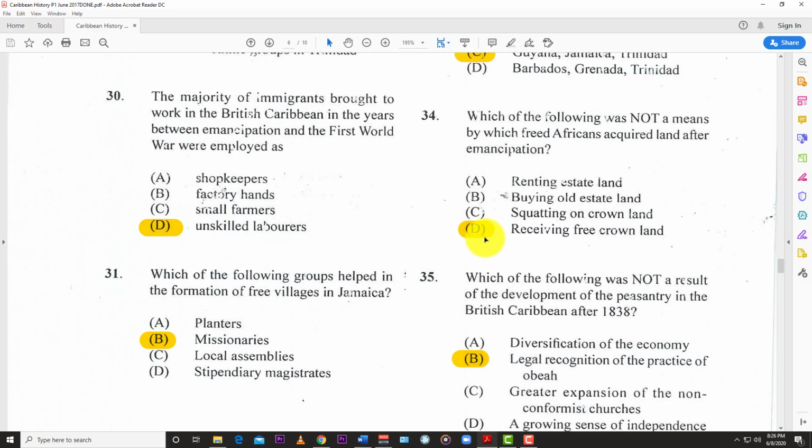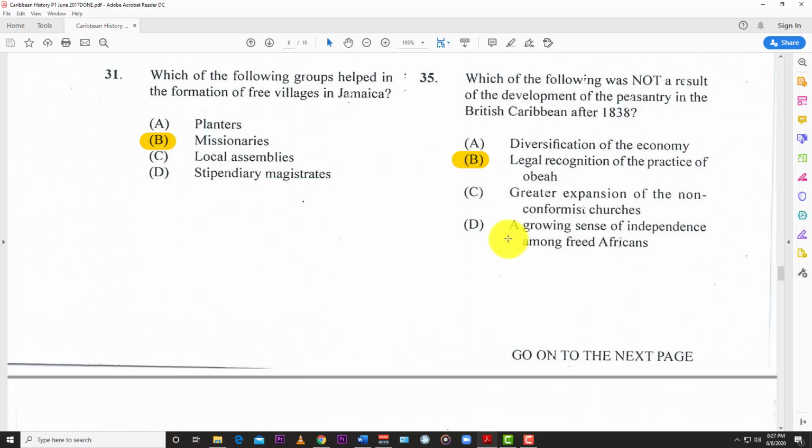34. Which of the following was not a means by which freed Africans acquired land after emancipation? And the answer is D, receiving free crown lands. 35. Which of the following was not a result of the development of the peasantry in the British Caribbean after 1838? And the answer is B, legal recognition of practices of obeah.